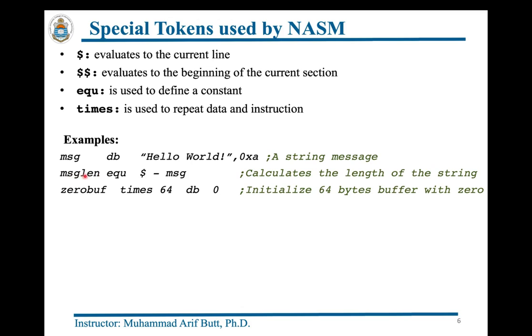Remember this message len EQU dollar minus message. This actually calculates the length of this string. This dollar evaluates to the address of the current line, and this message is the address of the start of this string. So their difference comes up to be the length of this string. And this times token actually initializes 64 bytes, initialized to 0, to this name zero buff.